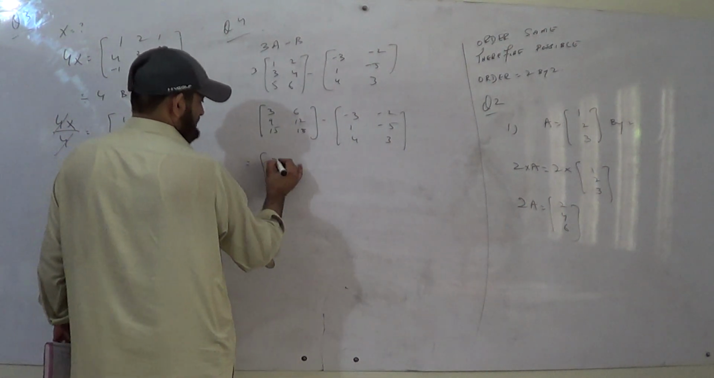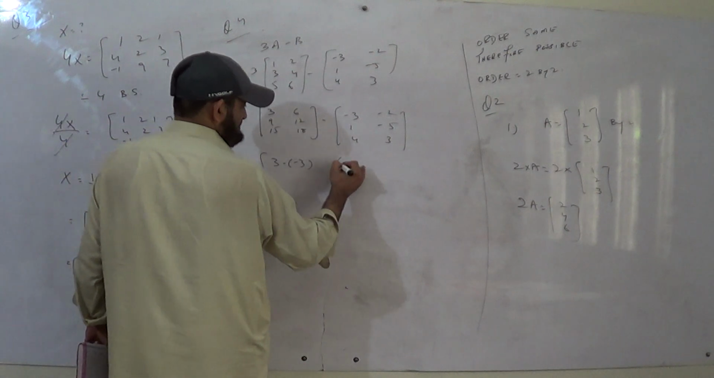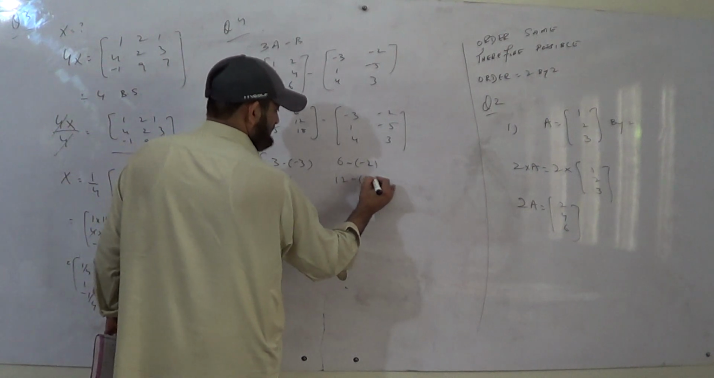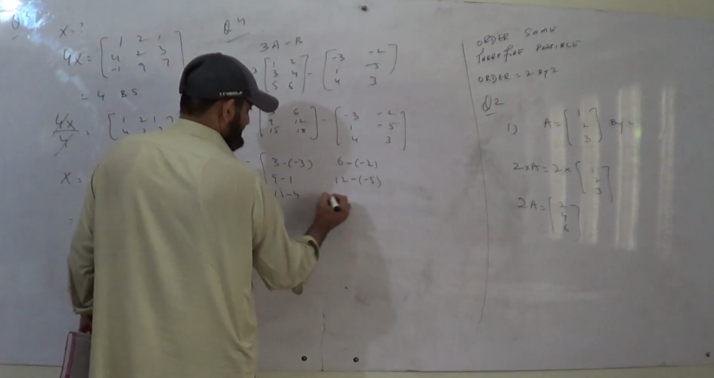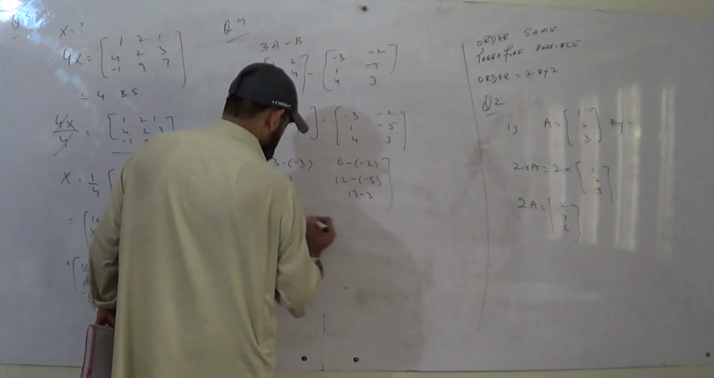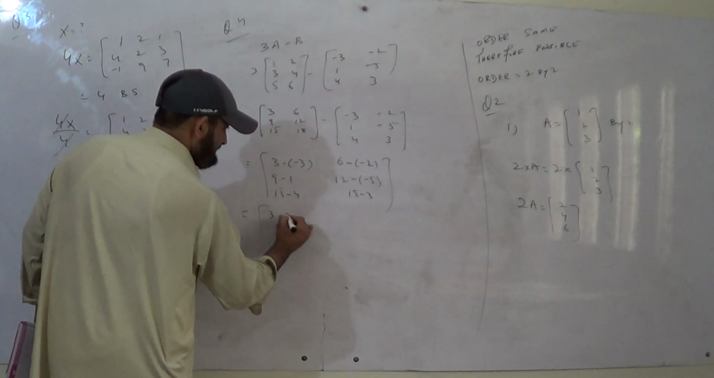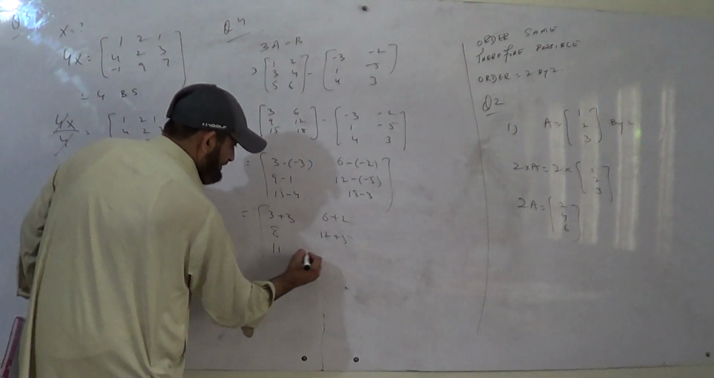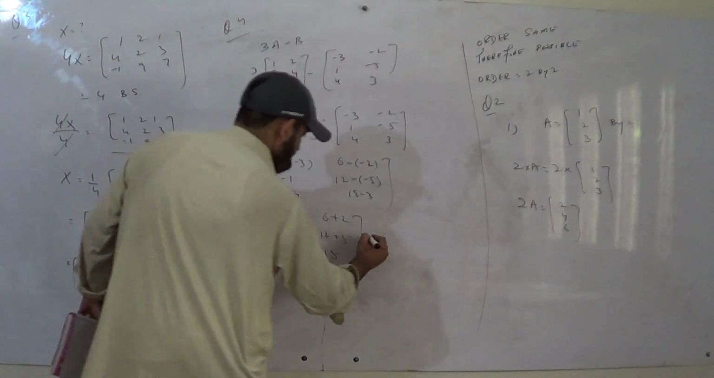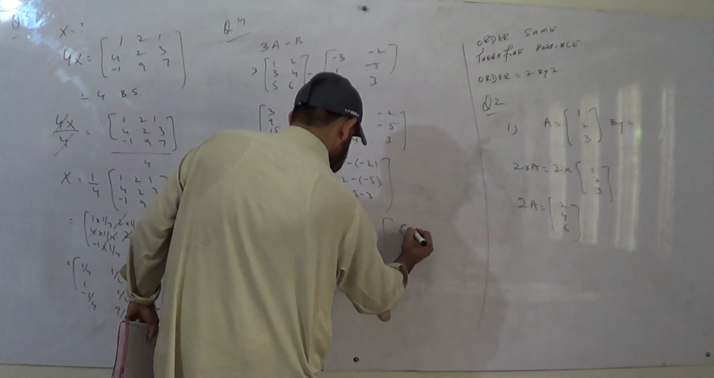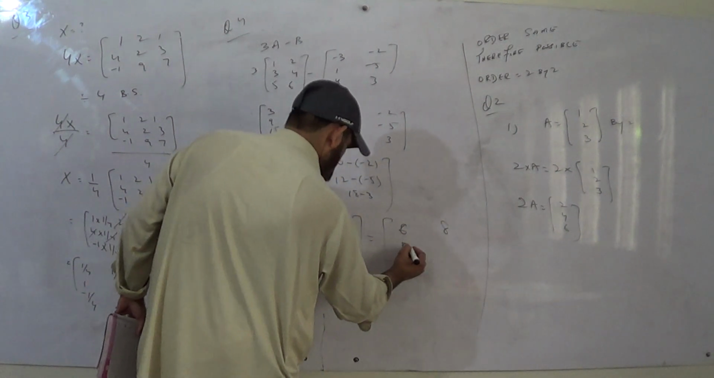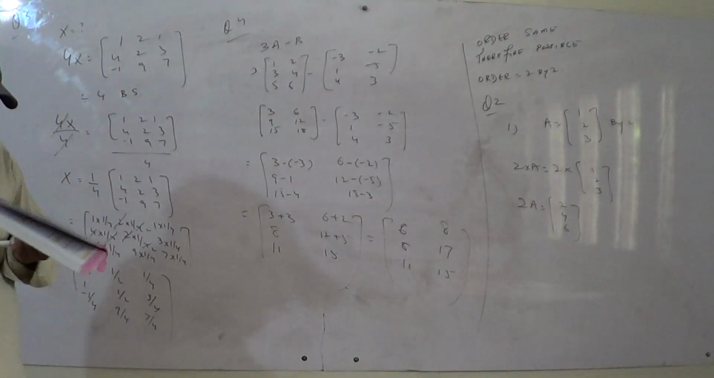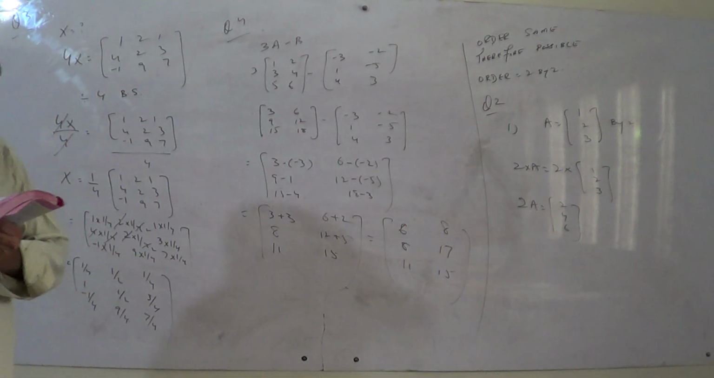We'll get 3 minus minus 3. First with the first, second with the second, third with the third, fourth with the fourth, fifth with the fifth and sixth with the sixth. We get 3 plus 3, 6 plus 2, 8, 12 plus 5, 11, 15. We will get 6, 8, 17, 11 and 15. This is your question number 4.